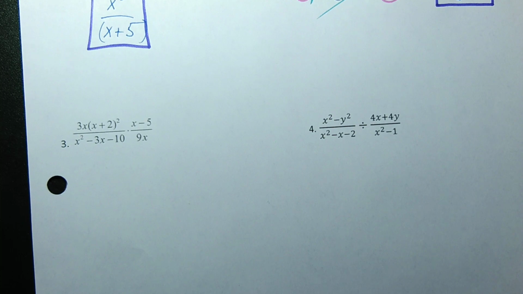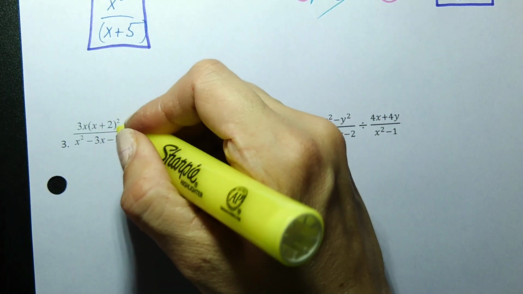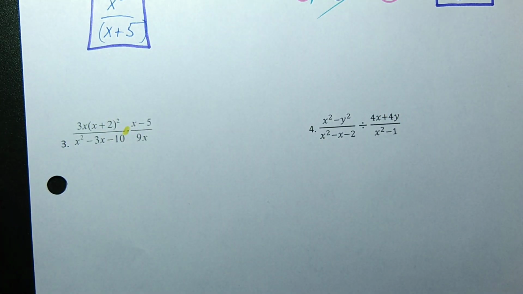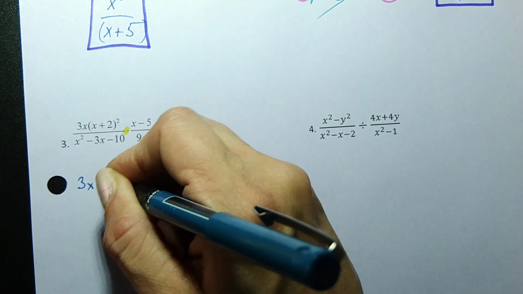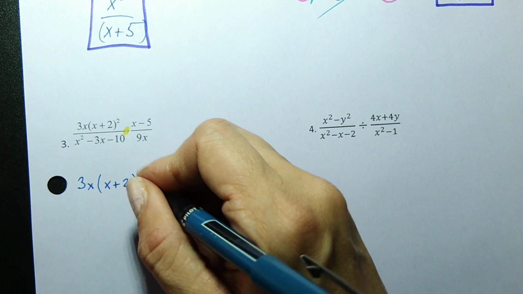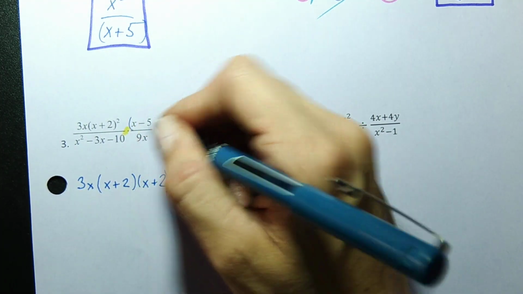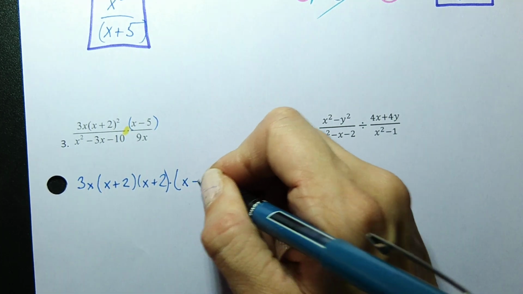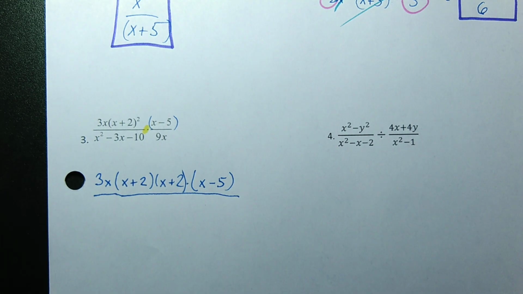Okay, folks, taking it up a notch with number 3. We've got 3x and x plus 2 squared. Our operation is multiplication, so I'm just going to go straight to the factor. Now, it's up to you, but I'm going to go ahead and expand out that x plus 2 to be x plus 2 times x plus 2. And then, can I do anything with x minus 5? Nope, it's just going to say x minus 5. So there's the top.